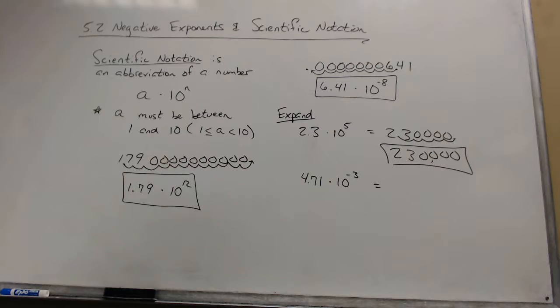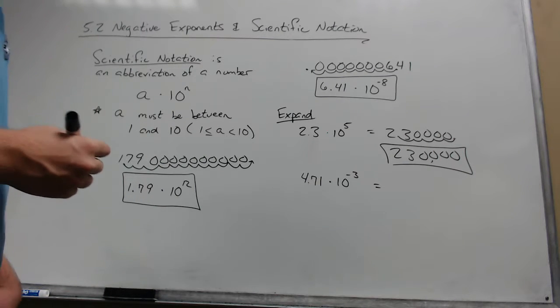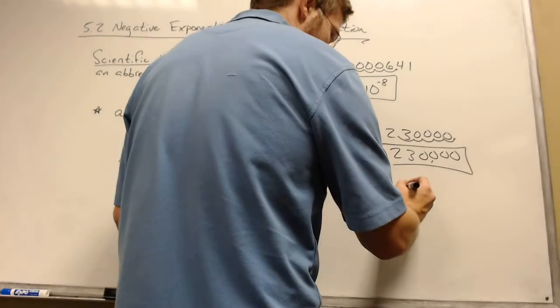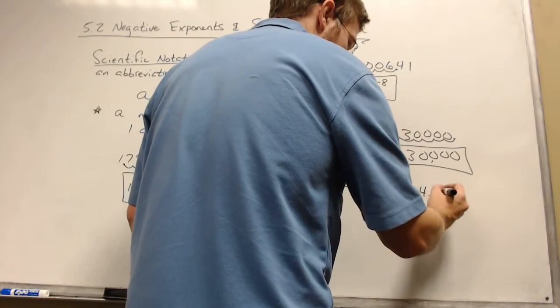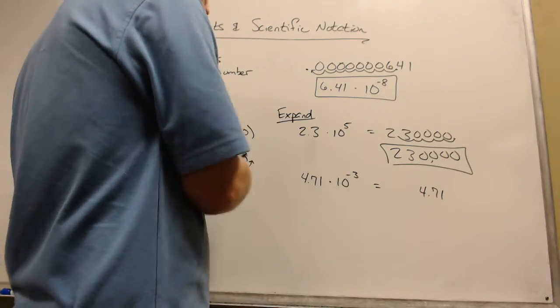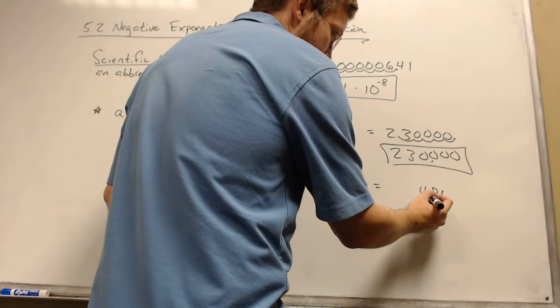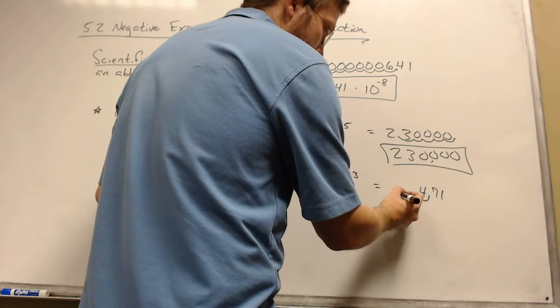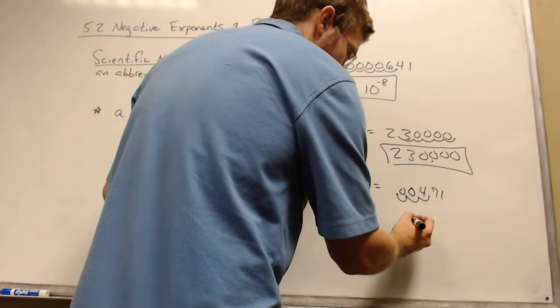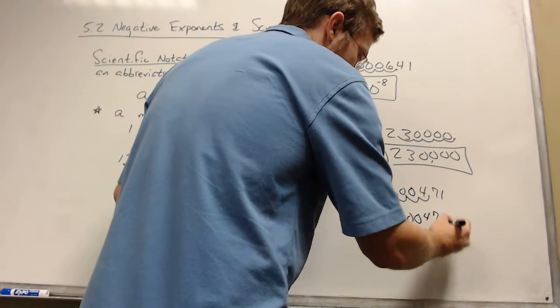Do it with negative exponents as well. 4.71 times 10 to the negative 3rd. Sure, no problem. Let's write down 4.71. I'm going to write it over here because now I know since it's negative, I'm going to want to move this decimal to the left. So I'm going to take it 1, 2, 3 spots. There's my new decimal. Fill in these gaps with zeros. So 0.00471.